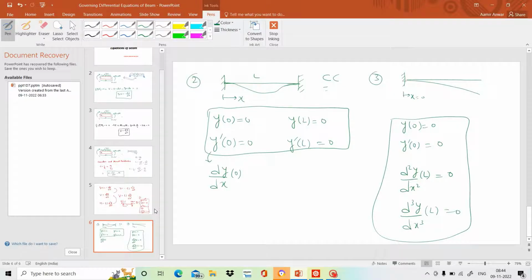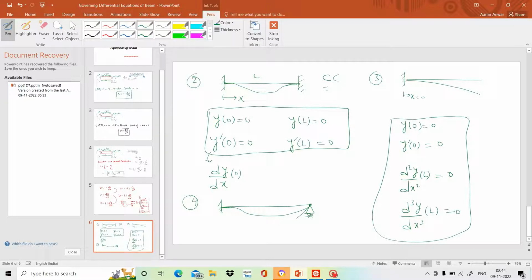Now the fourth category: a propped cantilever beam. Suppose one end is fixed and the other end is a roller or hinged. Then we know that the deflected shape would be somehow like this. Therefore, the deflection and the slope would be 0 at this end, but here the deflection would be 0 but not the slope.